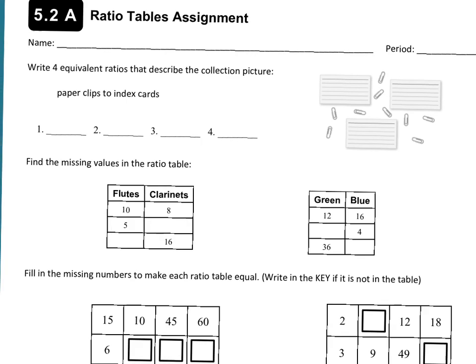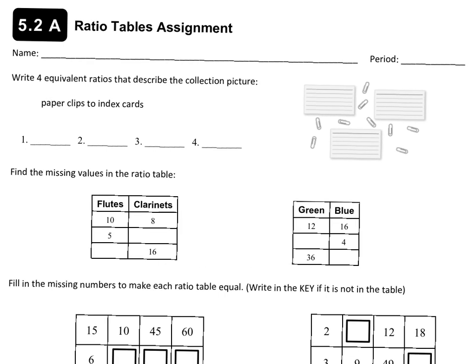And it wants you to write 4 different equivalent ratios that describe the collection picture. So you're looking at that picture. And again, remember, we aren't looking for word form, ratio form, fraction form. We're looking for equivalent ratios. So you're going to write out a ratio. You can simplify, you can multiply it up. However you do it, you've got to come up with 4.